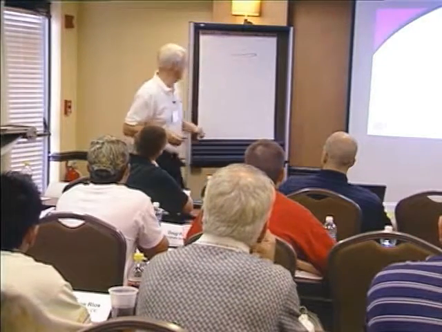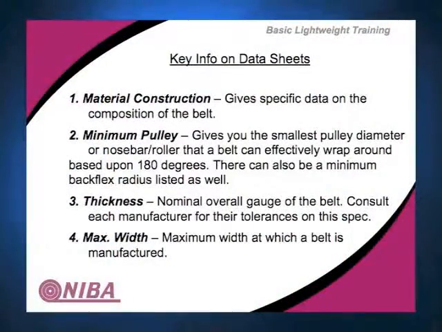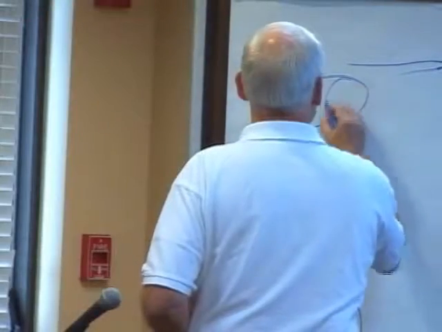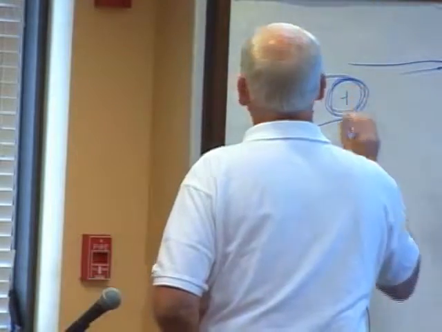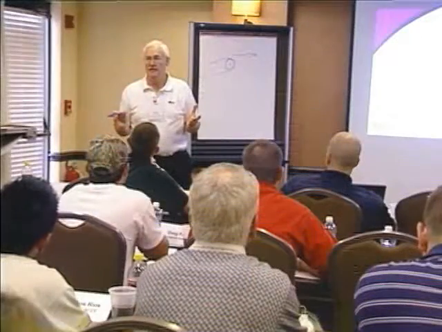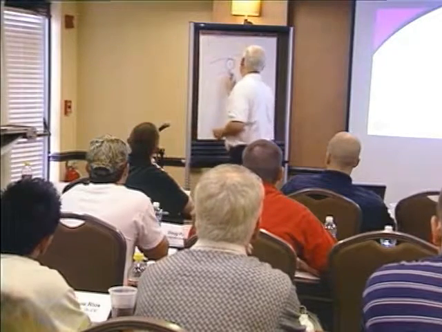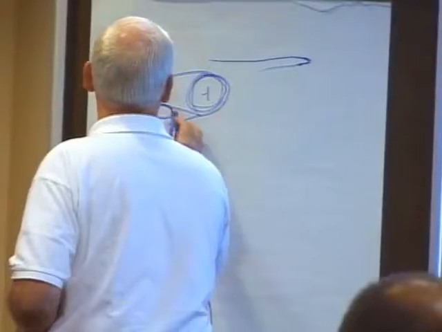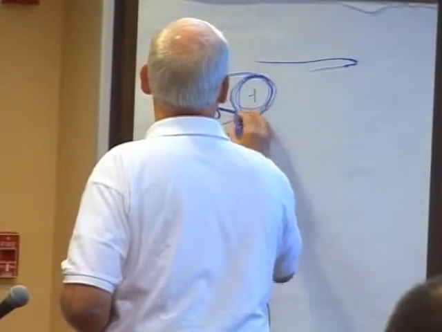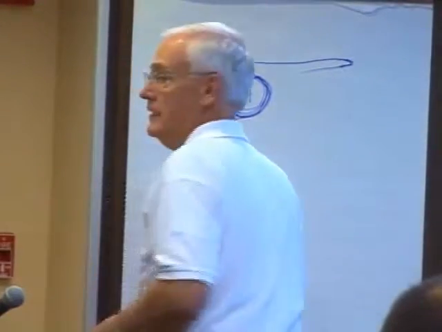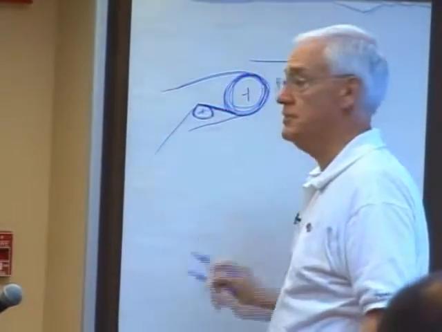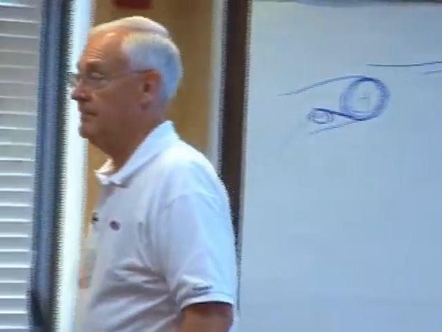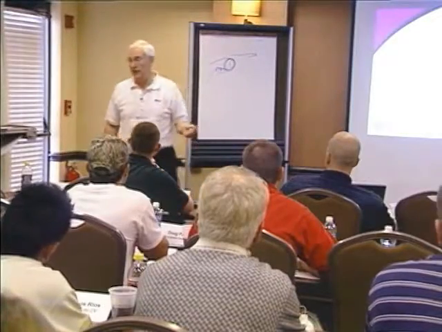Okay, so now we've got nose bars, and up here we said nose bars and rollers. Pulley diameters. You've got a pulley in here. You need to know what that minimum is, okay? Again, it's the same characteristics. Now what happens if you have something coming off the backside of here? This is what we refer to as a backbend, right? And sometimes they can be as much as a 180 degree backbend.